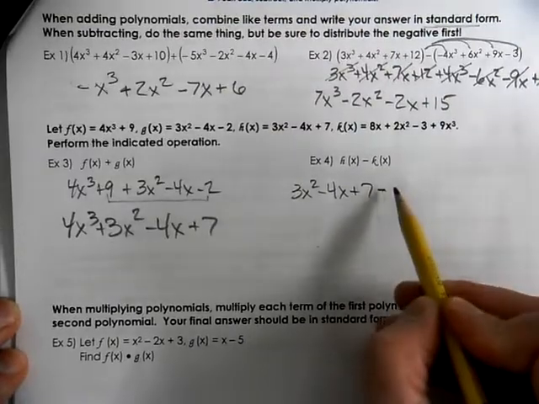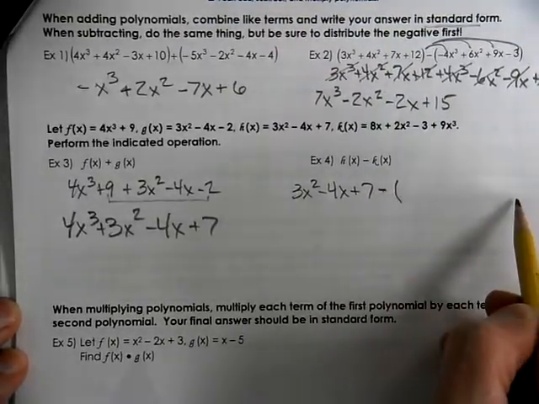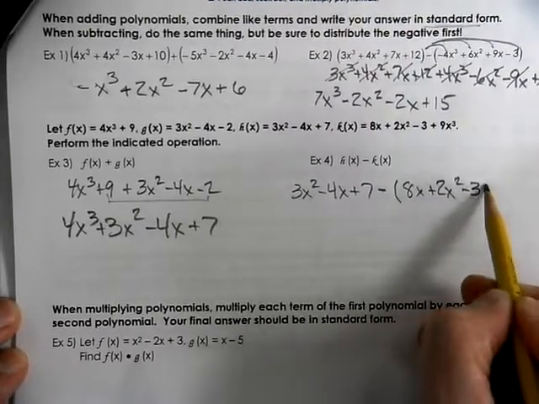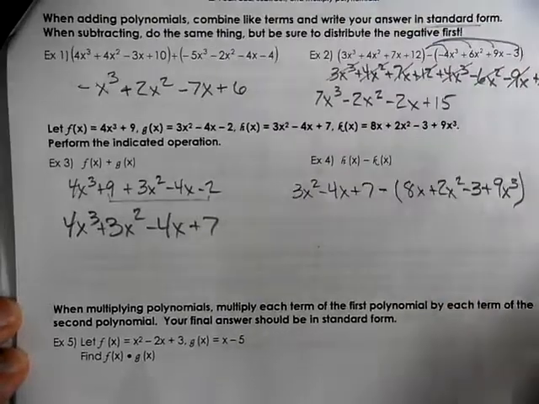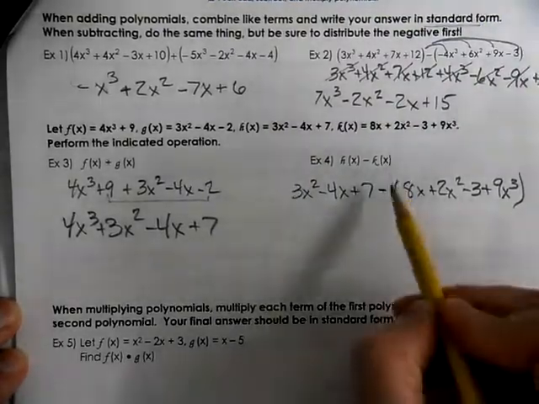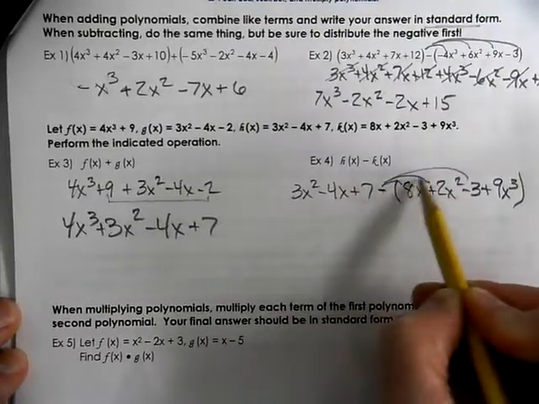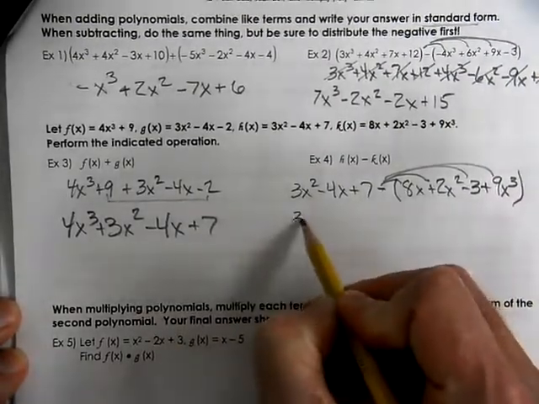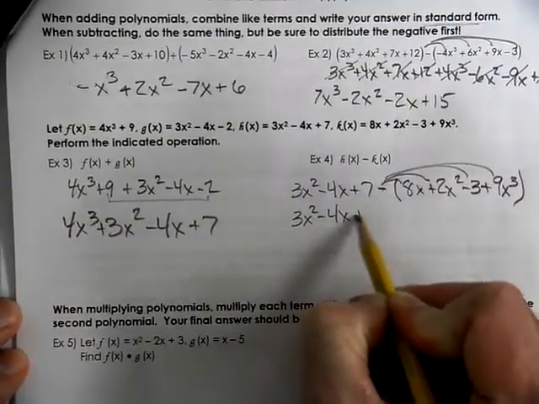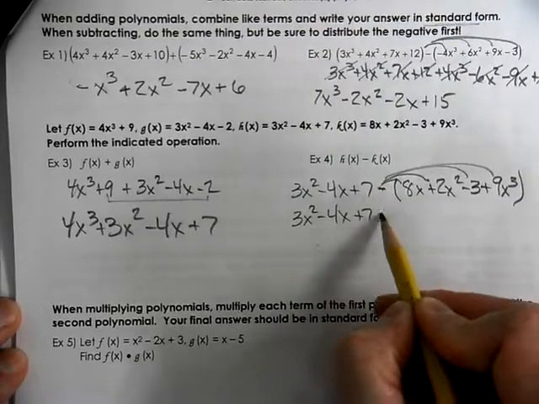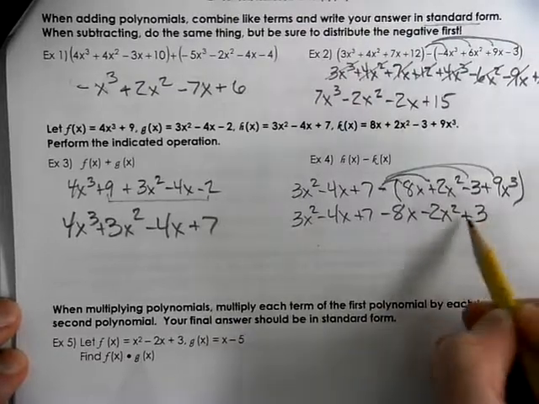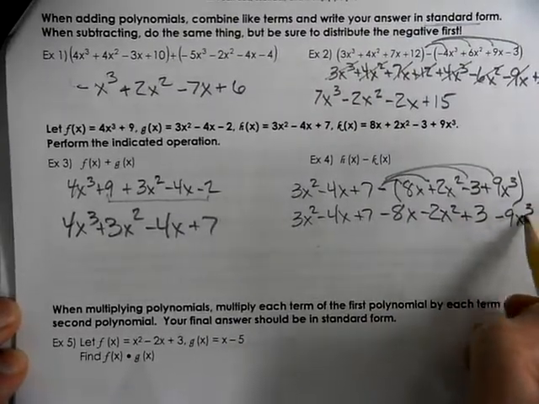Because when you subtract, you have to subtract the whole quantity of 8x plus 2x squared minus 3 plus 9x cubed. That's implying that you have to distribute that negative through. It's going to go to every term. So I'd rewrite this again, writing this as negative 8x, negative 2x squared, positive 3, and a negative 9x cubed.